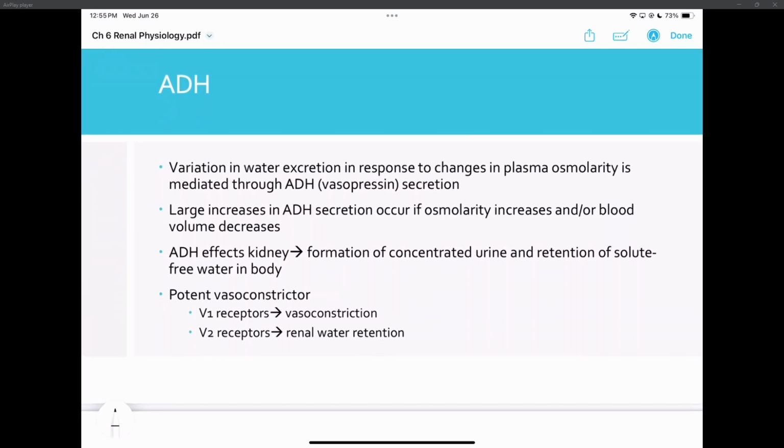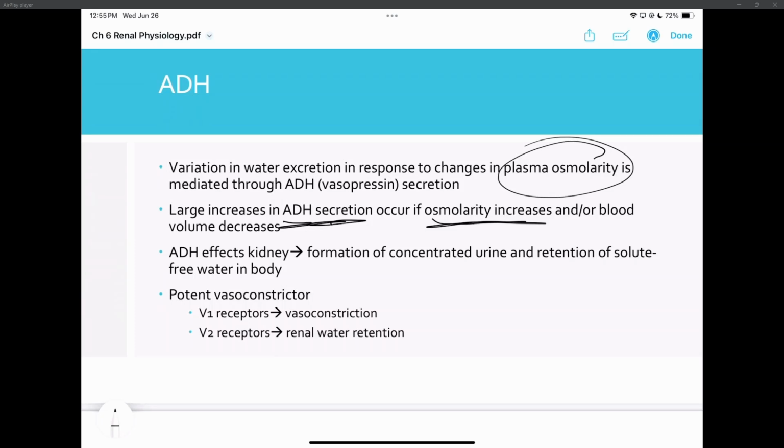So this is under the influence of plasma osmolarity. What's the concentration of solutes to the solvent floating around? We sense it in the hypothalamus. Hypothalamus sends the signal to the posterior pituitary to release ADH. We have large increases in ADH secretion if the osmolarity increases. If osmolarity is going up, what's happening to the amount of solutes in that solvent? It's increasing, it's going up.